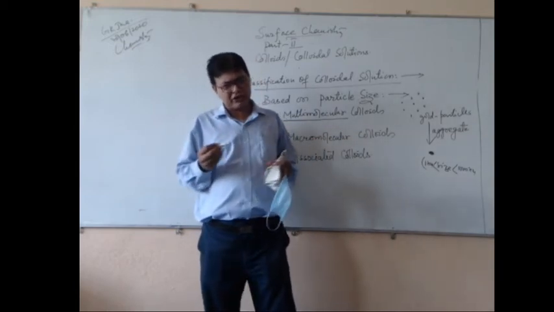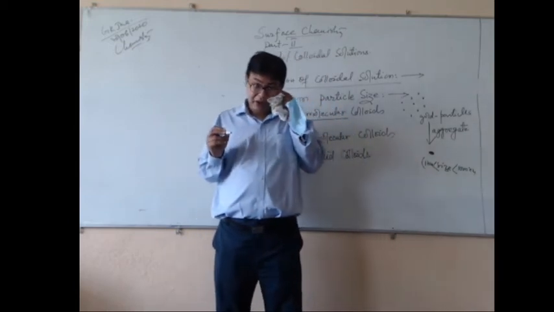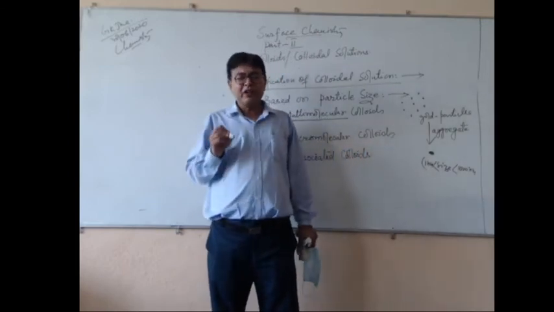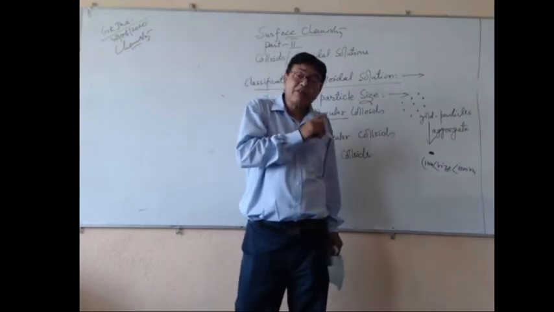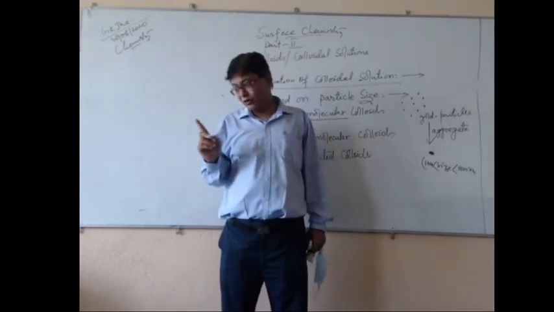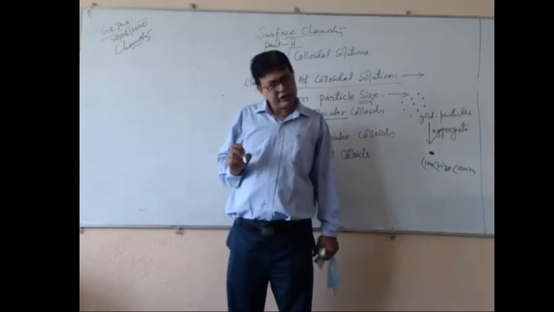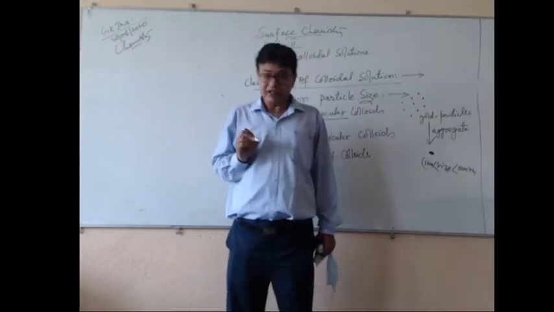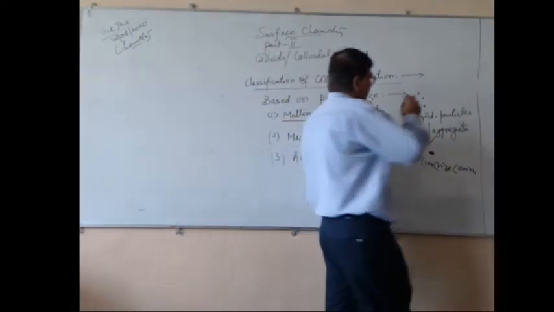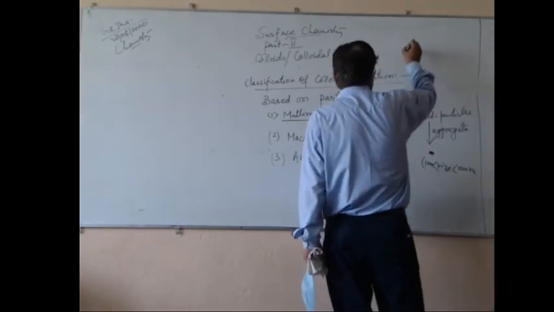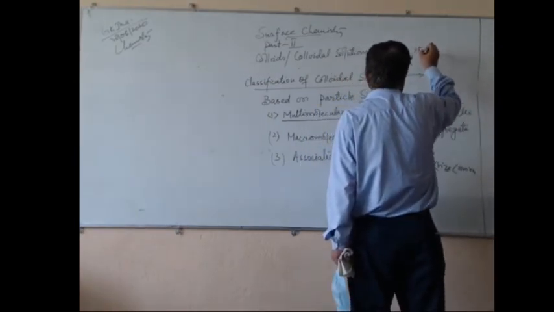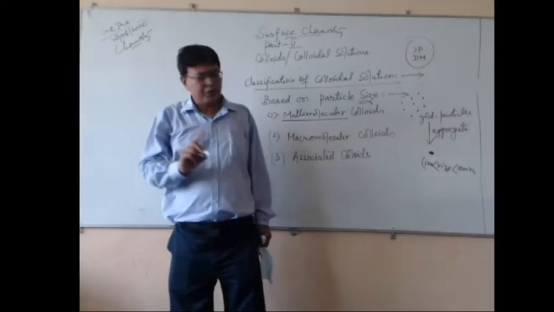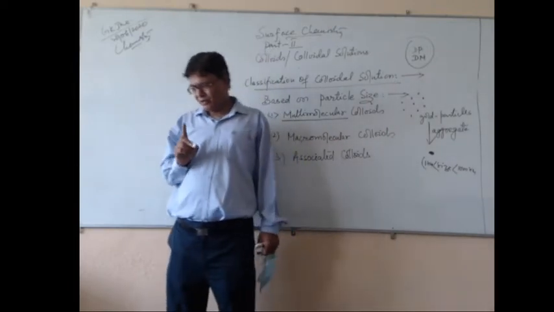Exactly in a similar manner, in a colloidal solution there are two components. What we call solute in a true solution is known as the dispersed phase in a colloidal solution, and what we call solvent in a true solution is known as the dispersion medium. Okay, this is a very simple understanding. For our purpose, dP stands for dispersed phase and dm stands for dispersion medium.